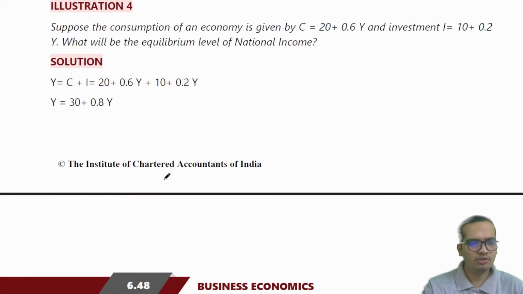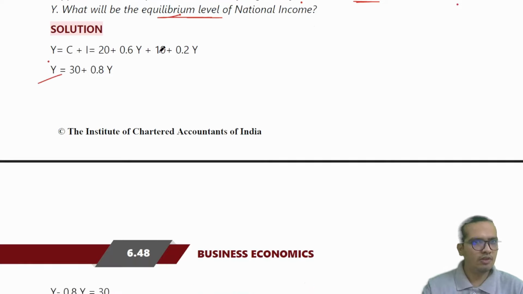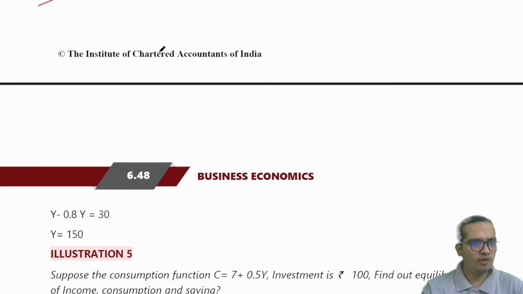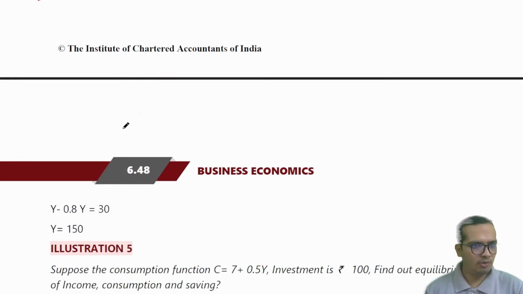Then we have one more illustration. Suppose the consumption of the economy is given as C equals 20 plus 0.6Y and investment is I equals 10 plus 0.2Y. What will be the equilibrium level of national income? So as we know, Y equals C plus I, we will put it into it. We will get the value of Y, and we have Y minus 0.8Y is equal to 30 given. Therefore, Y equals 150.